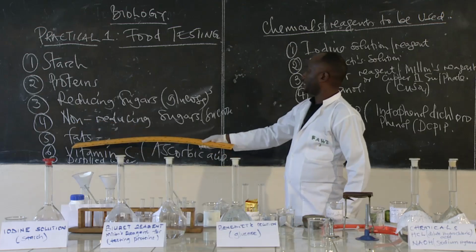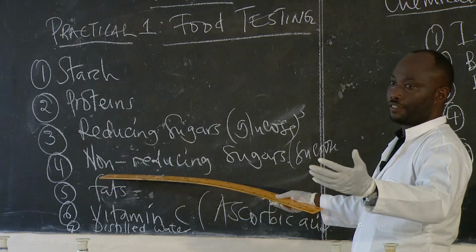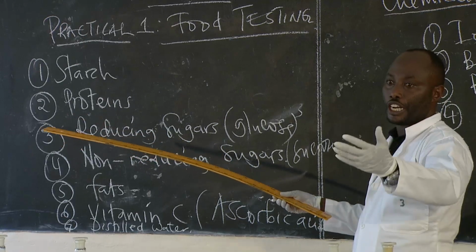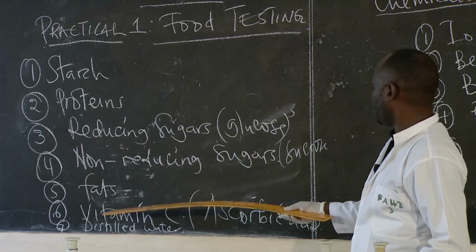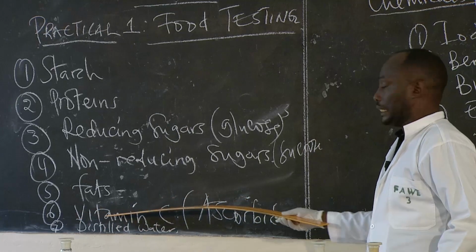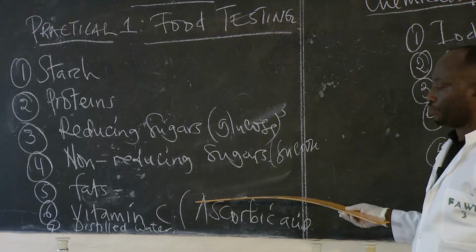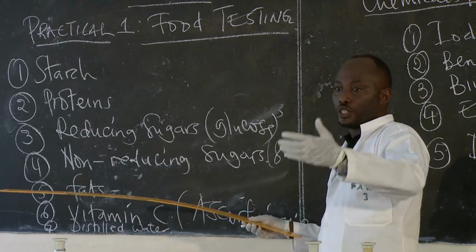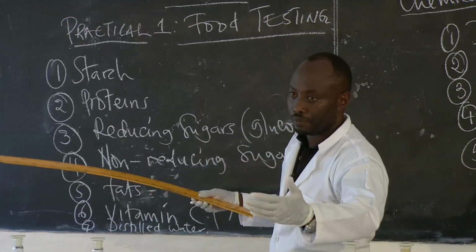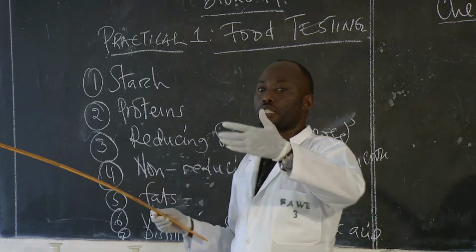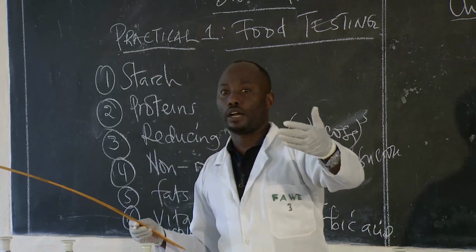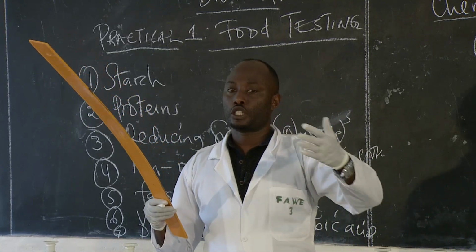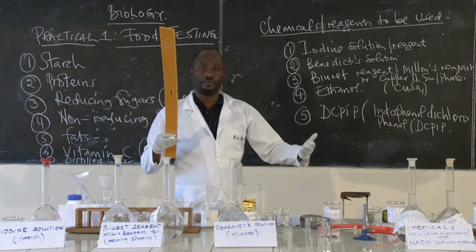We're going to be testing fats. We can extract fats from very many things: we can use cooking oil, we can use nuts, etc. We're going to be testing vitamin C, which is ascorbic acid. As well, we're going to be using distilled water. Why are students going to be using distilled water? The reason is that it is used as a control experiment. A control experiment is an experiment that tests negatively.